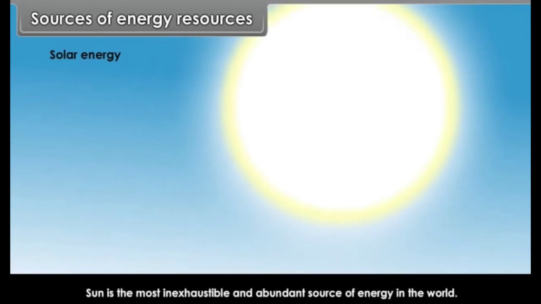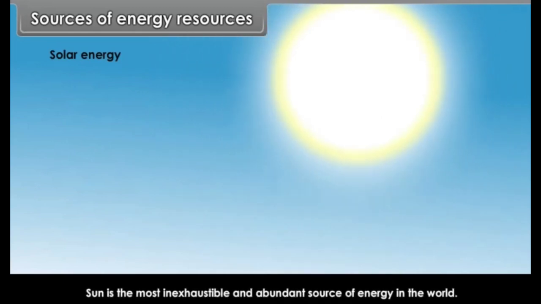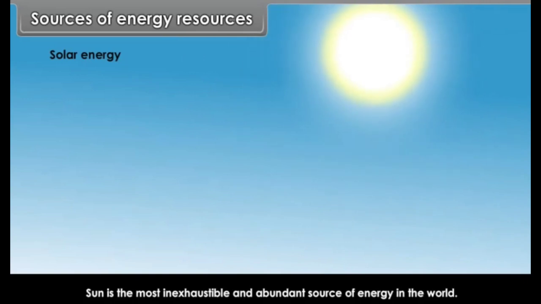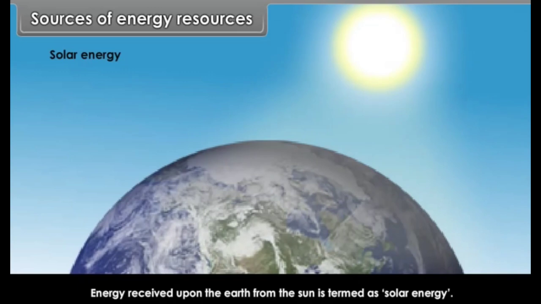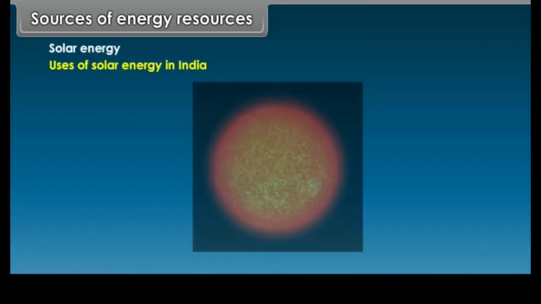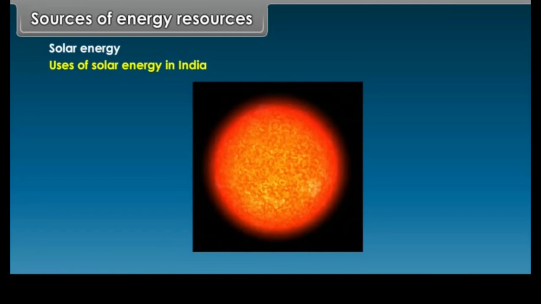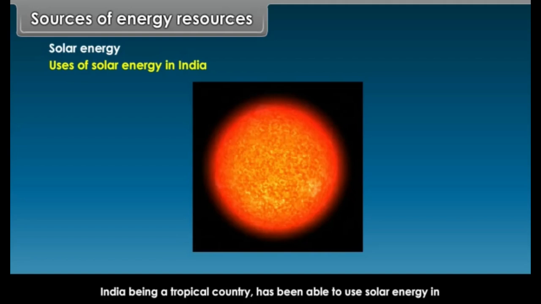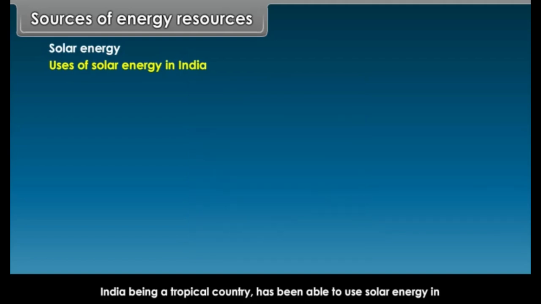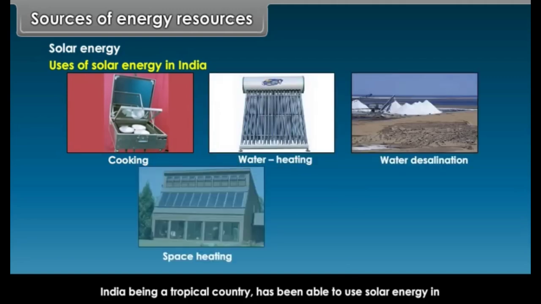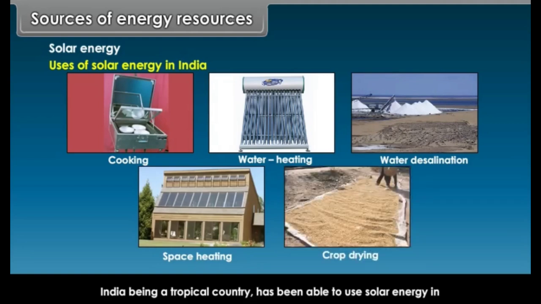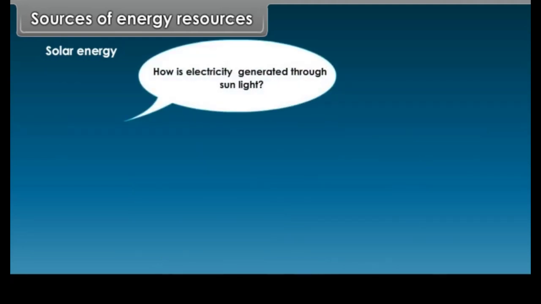Solar energy. Sun is the most inexhaustible and abundant source of energy in the world. Energy received upon the earth from the sun is termed as solar energy. Now, we can list out some uses of solar energy in India. India, being a tropical country, has been able to use solar energy in cooking, water heating, water desalination, space heating and crop drying. How is electricity generated through sunlight?